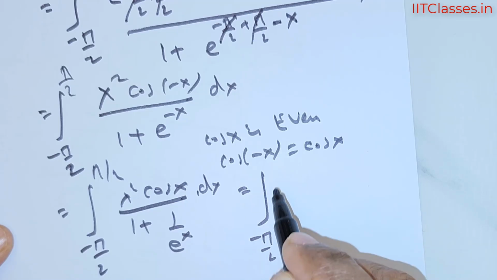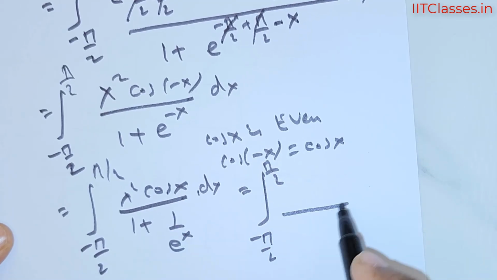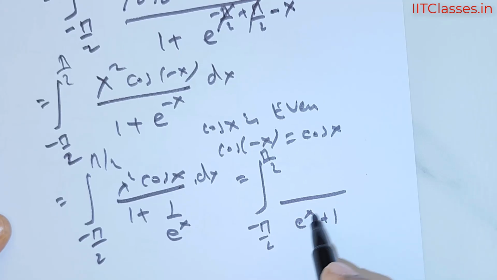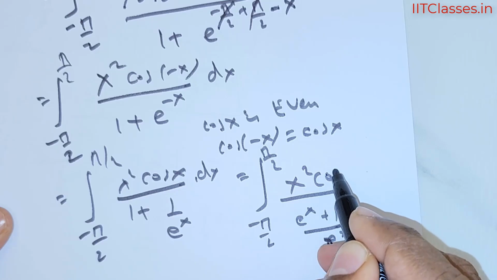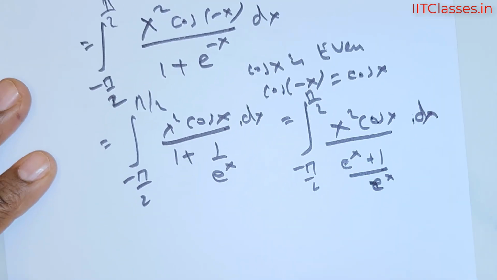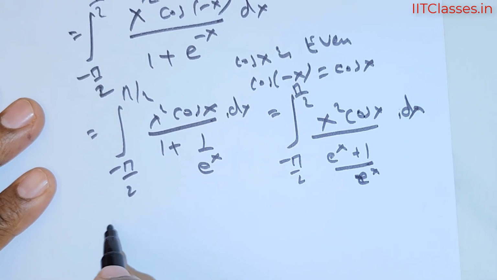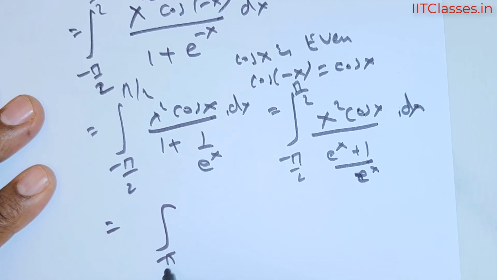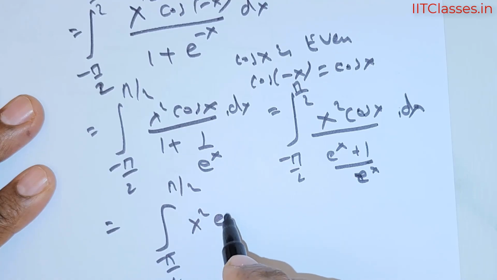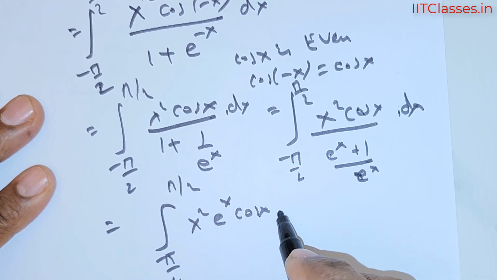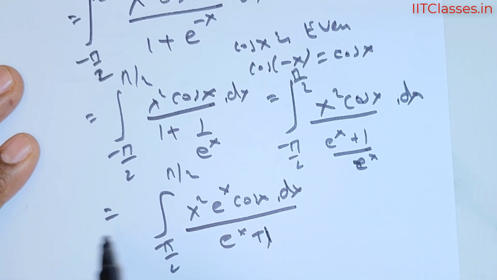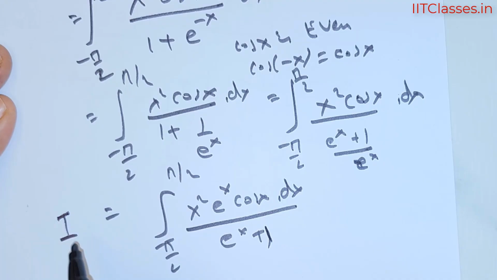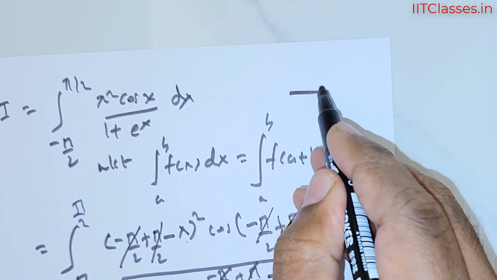I can further rewrite this, taking e raised to the power of x as the LCM. This is e raised to the power of x plus 1 divided by e raised to the power of x, and you have x squared cos x in the numerator. So I can flip this and rewrite this as integral negative pi over 2 to pi over 2 x squared times e raised to the power of x times cos x, dx, divided by e raised to the power of x plus 1. Now on the left you have I. I take this as 2, I take this as 1.